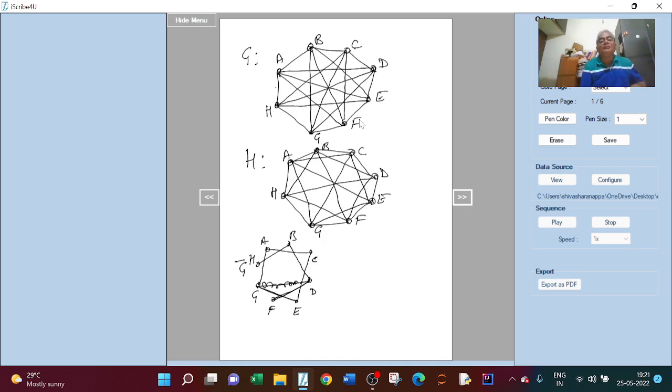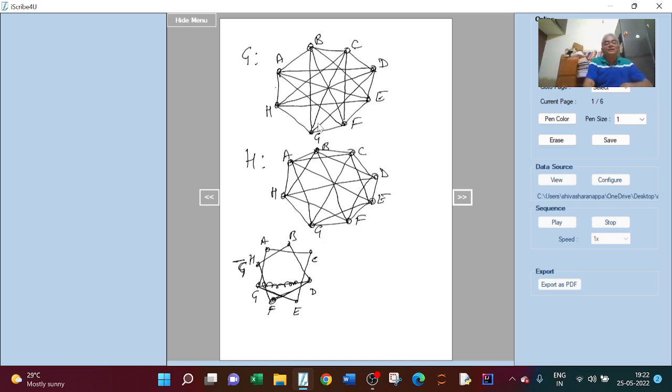Next F. From F to D I have written. FH I have to write here. F to H. And from G to A I have written, G to E I have written. From H to B written, H to F also written. So this is our G bar.